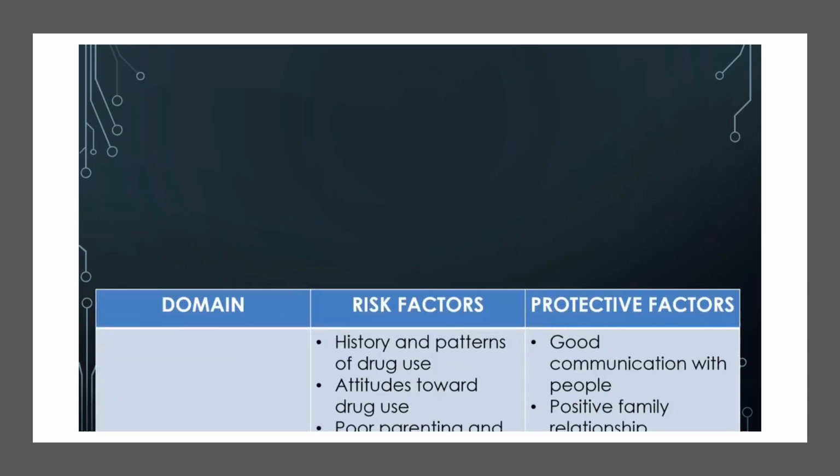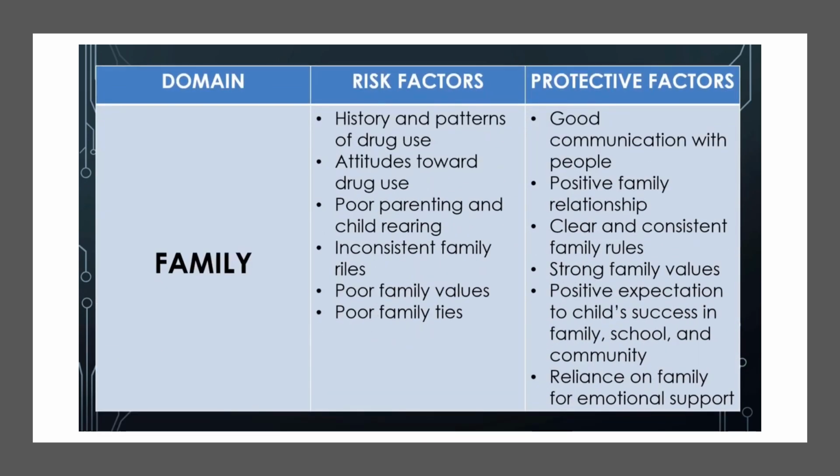The next domain is family. The risk factors under the domain family are history and patterns of drug use, attitudes toward drug use, poor parenting and child rearing, inconsistent family rules, poor family values, and poor family ties.